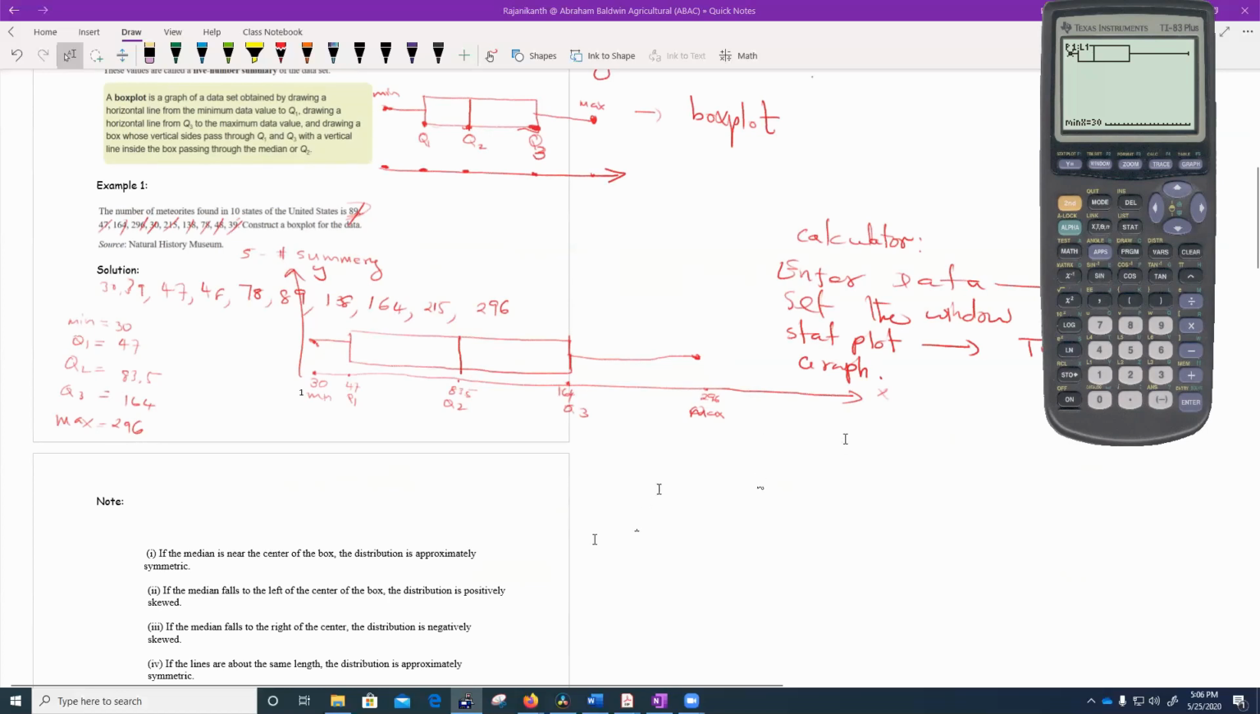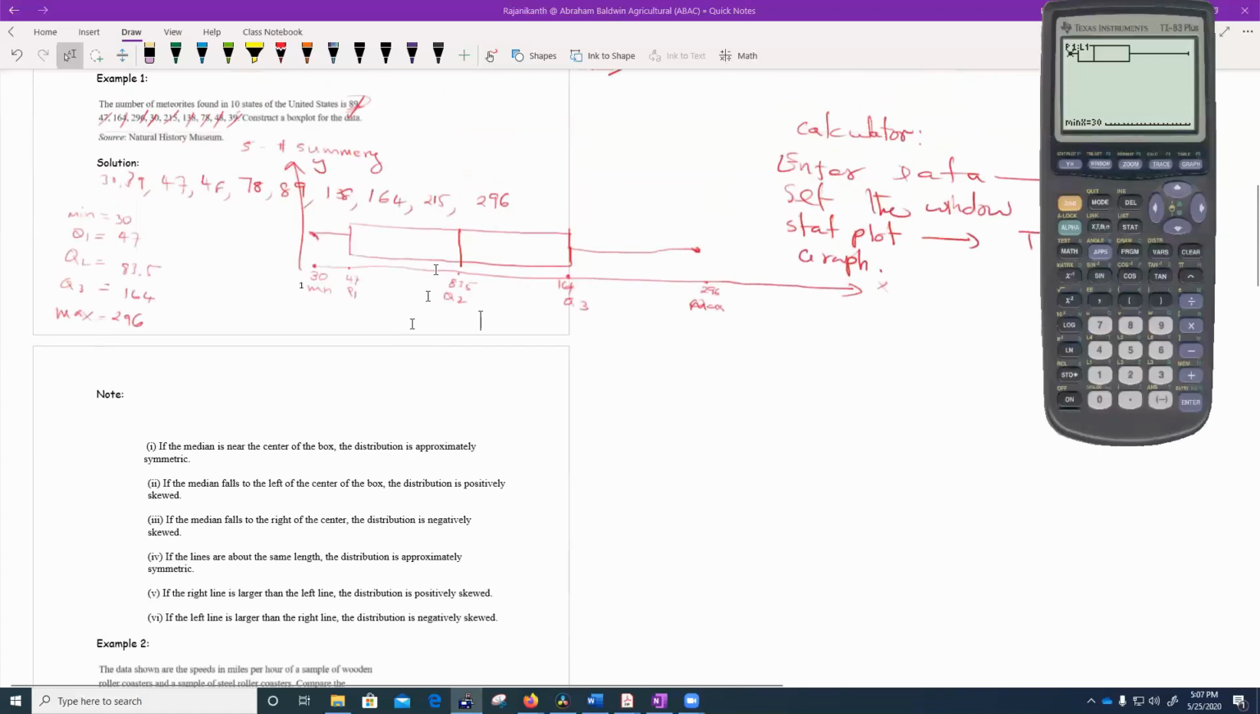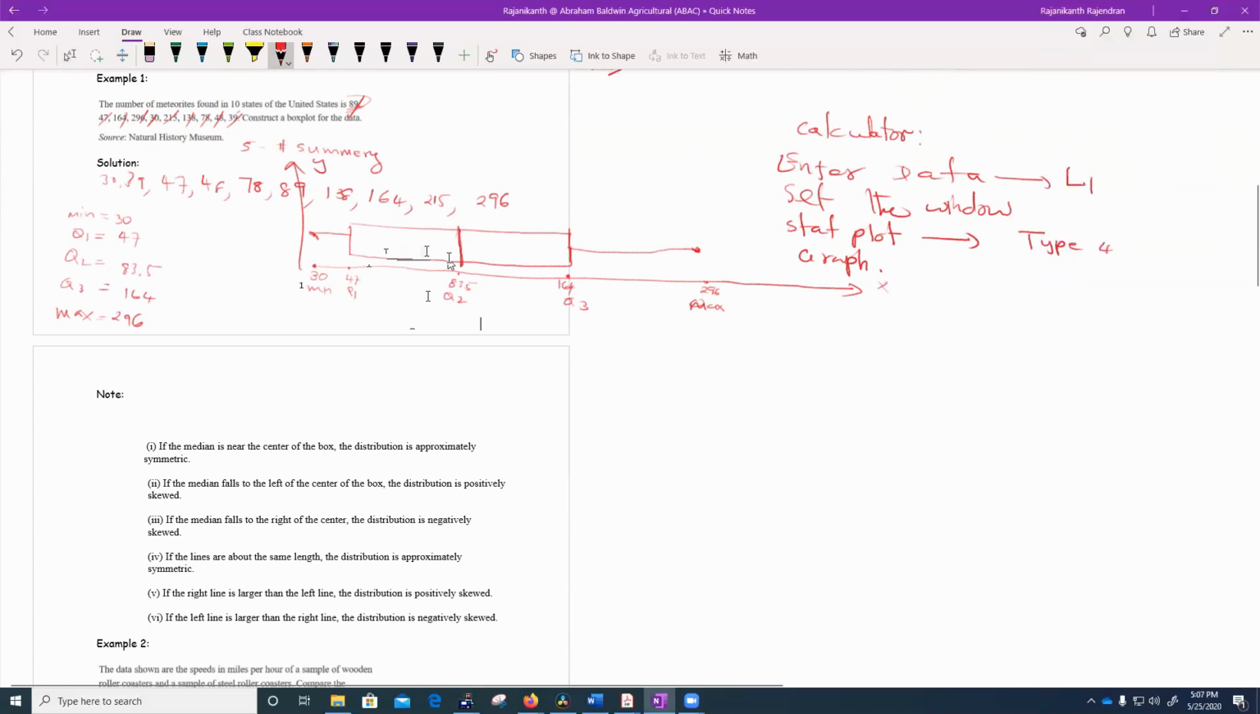Okay. So now, once you have the box plot, how can I explain my data distribution? You could explain your data distribution by looking at the box plot. Remember, the median of the box plot is nothing but the middle line. So this is the median of your data set, right? The median will be inside of your rectangular box. So by looking at the box plot, you could note these points.